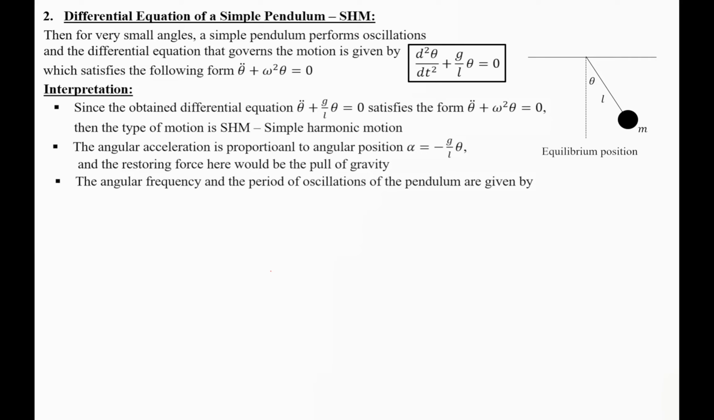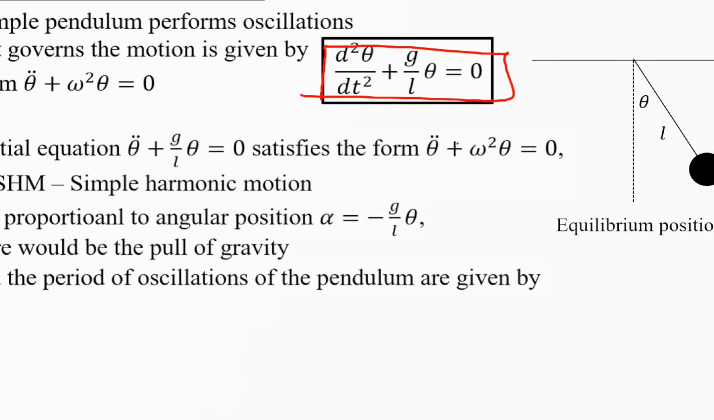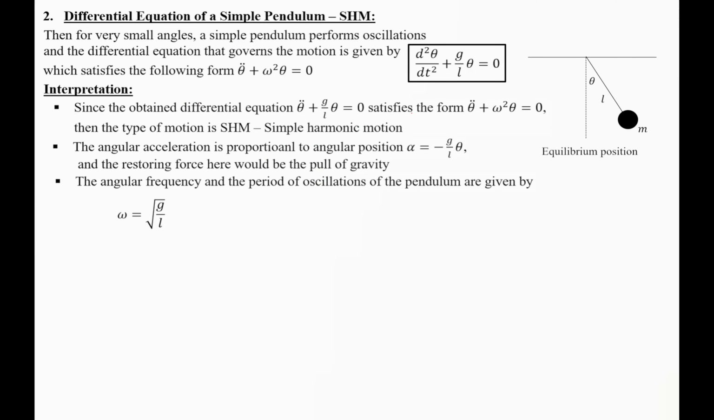The angular frequency and the period of oscillations of the pendulum are given by the following. So if you compare this form with this form, you will notice that ω² is given by g over L, which means that ω is given by the square root of g over L, and the period would be given by 2π square root of L over g. And then omega is given by that, and the period is given by that.